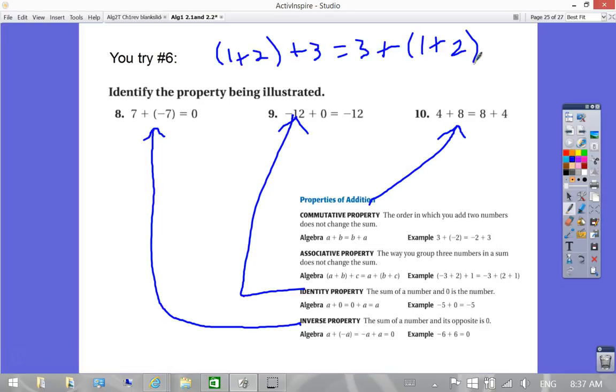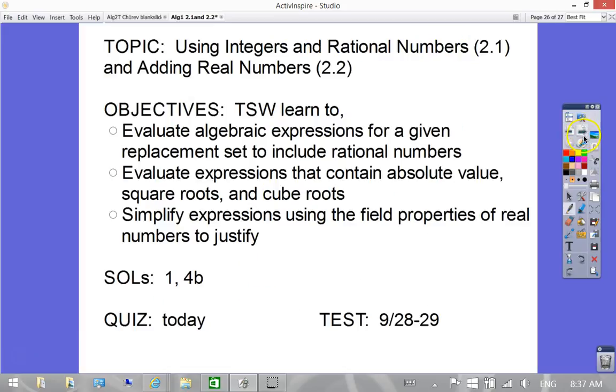There is a property like that when we get to multiplication. The 0 property of multiplication, which is a very important property when we get to it. So that's what we did. That's the homework.